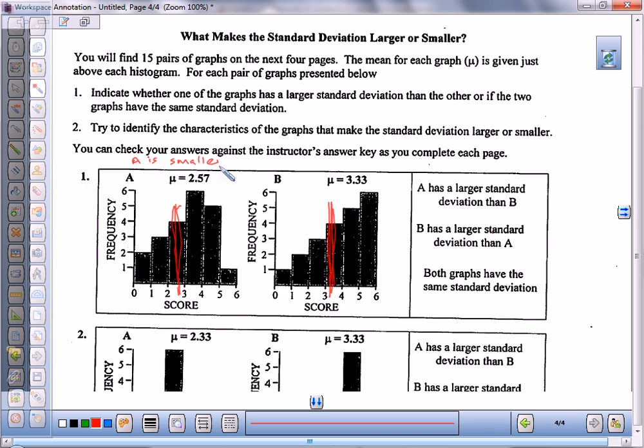And guess what? We are correct. So what would we circle over here? Because this didn't say smaller, this says larger. But now let's actually mathematically find an estimate for the standard deviation and compare the two.